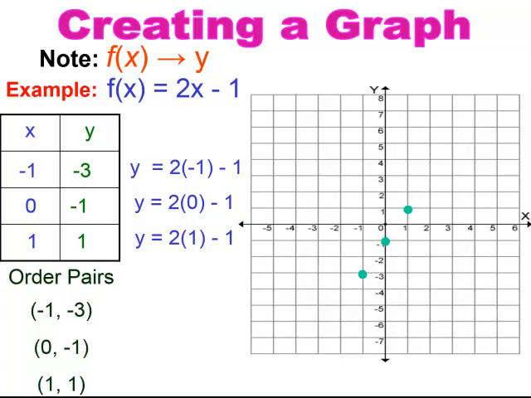You notice here that I have negative 1, negative 3, that's my first point, and I plotted the point. Then I had 0, negative 1, my second point, and 1, 1, and I plotted my third point. Once you have your points plotted, you just draw the graph, and in this case it ends up being a line. So this is using a table of values to graph an equation on a coordinate plane.